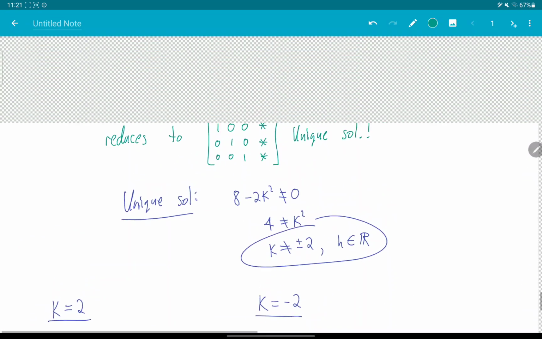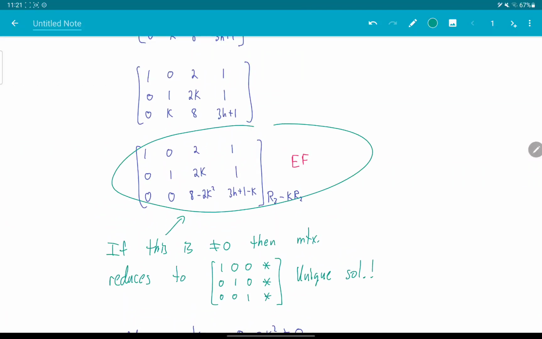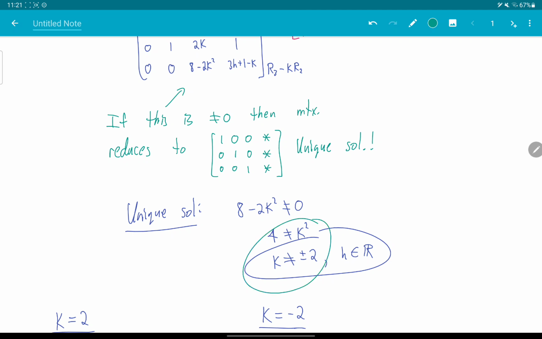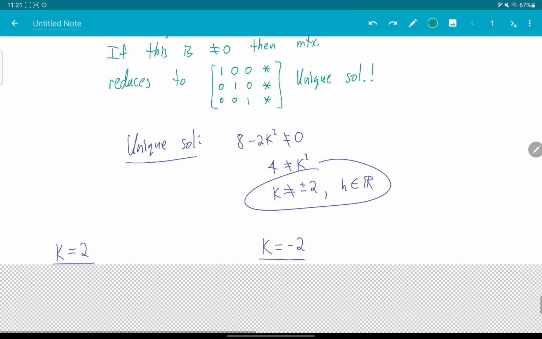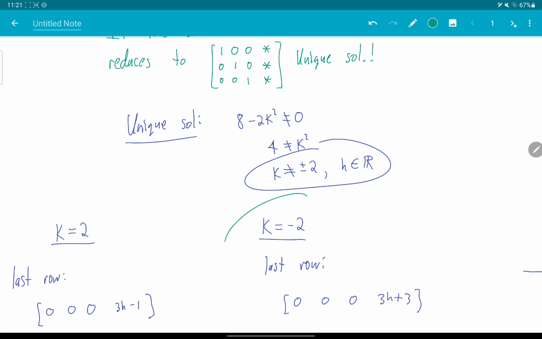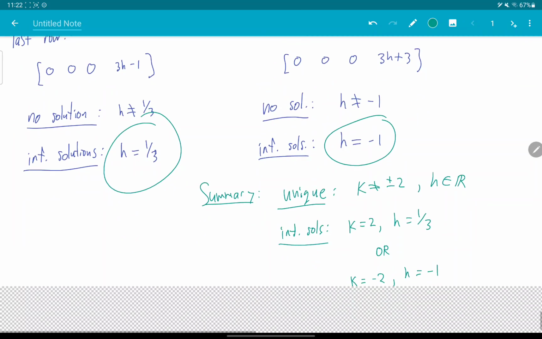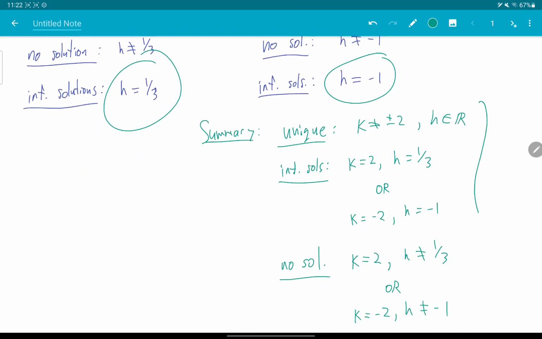So what did we do? We took our matrix and reduced it to echelon form. I chose to focus on the unique solution case first, and I found that happened when k is not equal to plus or minus 2. So there are only 2 more cases to look at after this: the case k equals 2 and k equals -2. Once I figure out those 2 cases, then I'll be done. So I looked at those cases separately, and in this systematic way, I got my final answer.